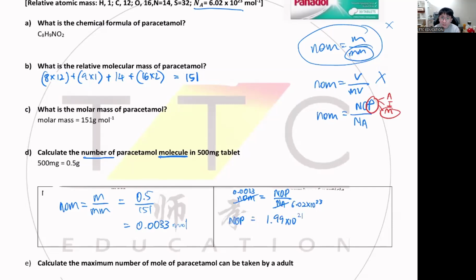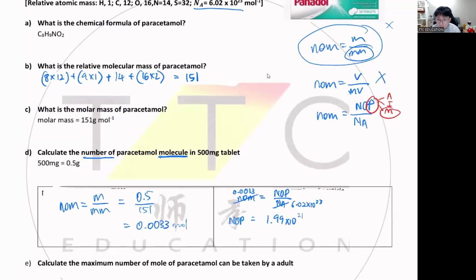See whether correct or not. Okay, because I don't have a scientific calculator. Correct. So 1.99 times 10 to the power of 21. Okay, good job.